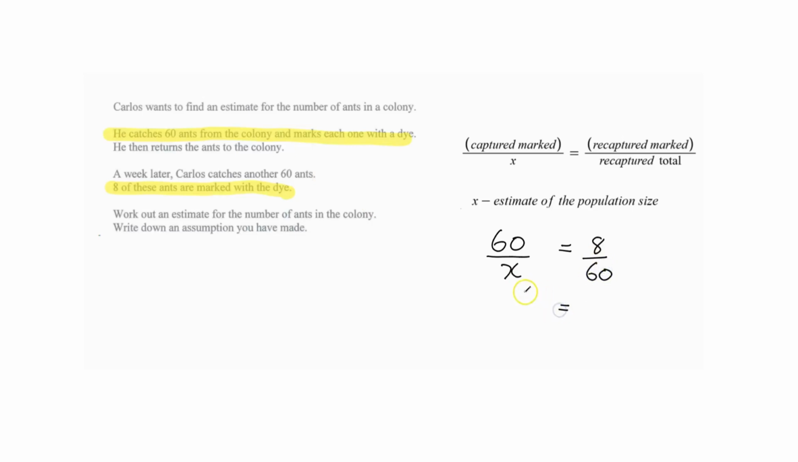And we would just simply multiply both sides by x first. So we have 8x. And then we multiply both sides by 60, which is 3,600. And then we need to get x, so we divide both sides by 8. So x equals 450. This formula is very effective when solving capture and recapture problems at GCSE.